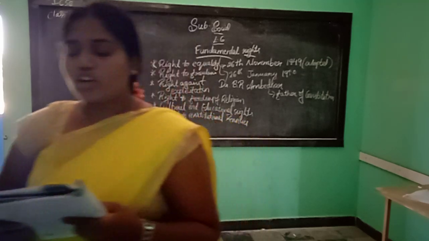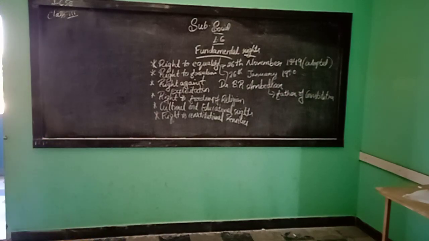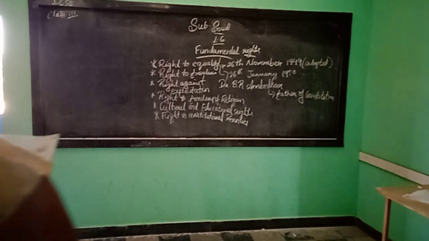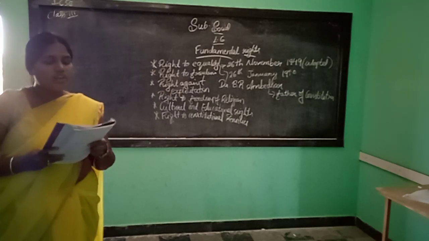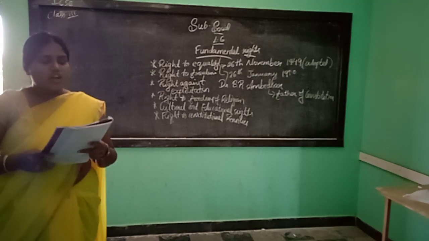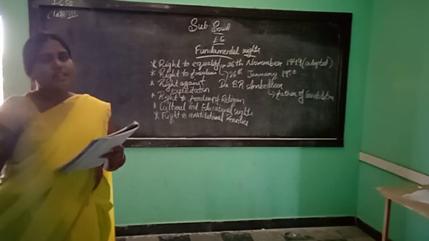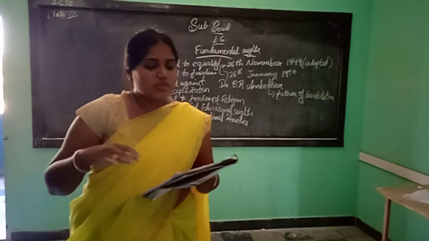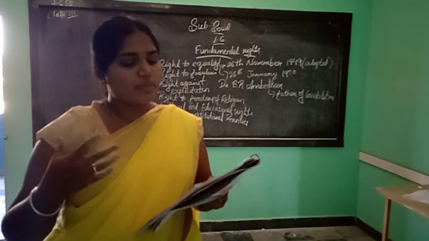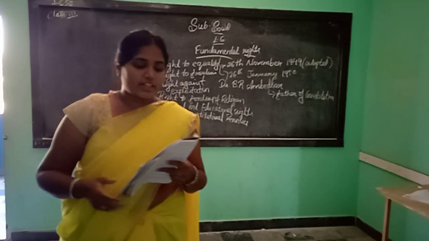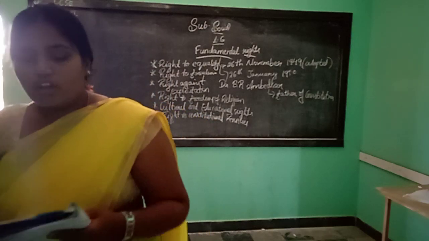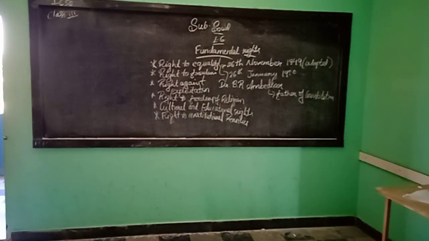Next is right to constitutional remedies. This right lays down the privileges in respect of the National Commissions on Minorities, the National Commissions on Women, the National Commissions on Scheduled Caste. Constitutional remedies could be about women, or the National Commission on Scheduled Castes and Scheduled Tribes, or the National Commissions on Minorities.